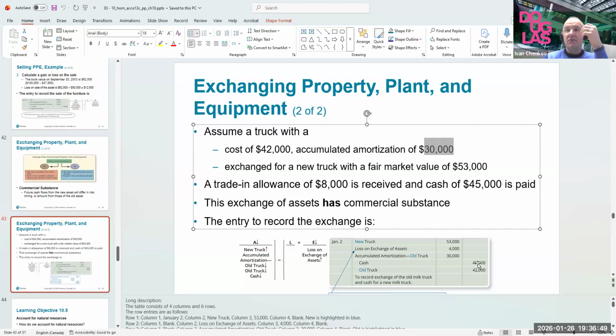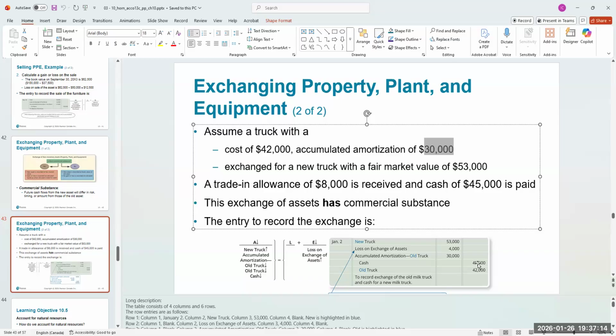You're getting something that is $53,000, but you're paying only 45. How much are you getting? Do you understand this? Do you have any benefits? For example, I'm going to buy a milk for $5, but I'm only paying $3. What's my gain? $2. Same thing here.